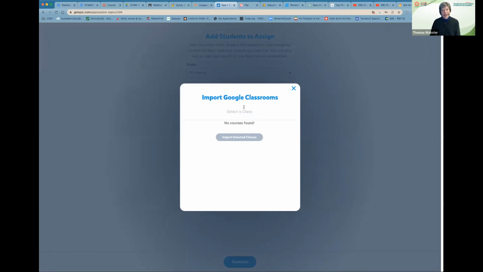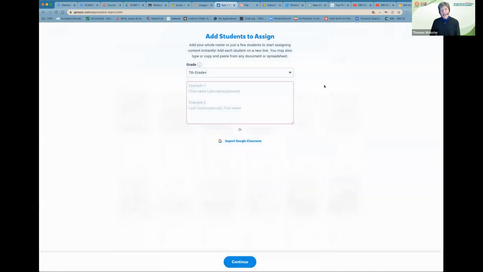Again, sometimes I have to select the class. It's very easy just to click around and figure it out, but I don't want to take the time to show you right now. It only takes a minute. I was playing with it.